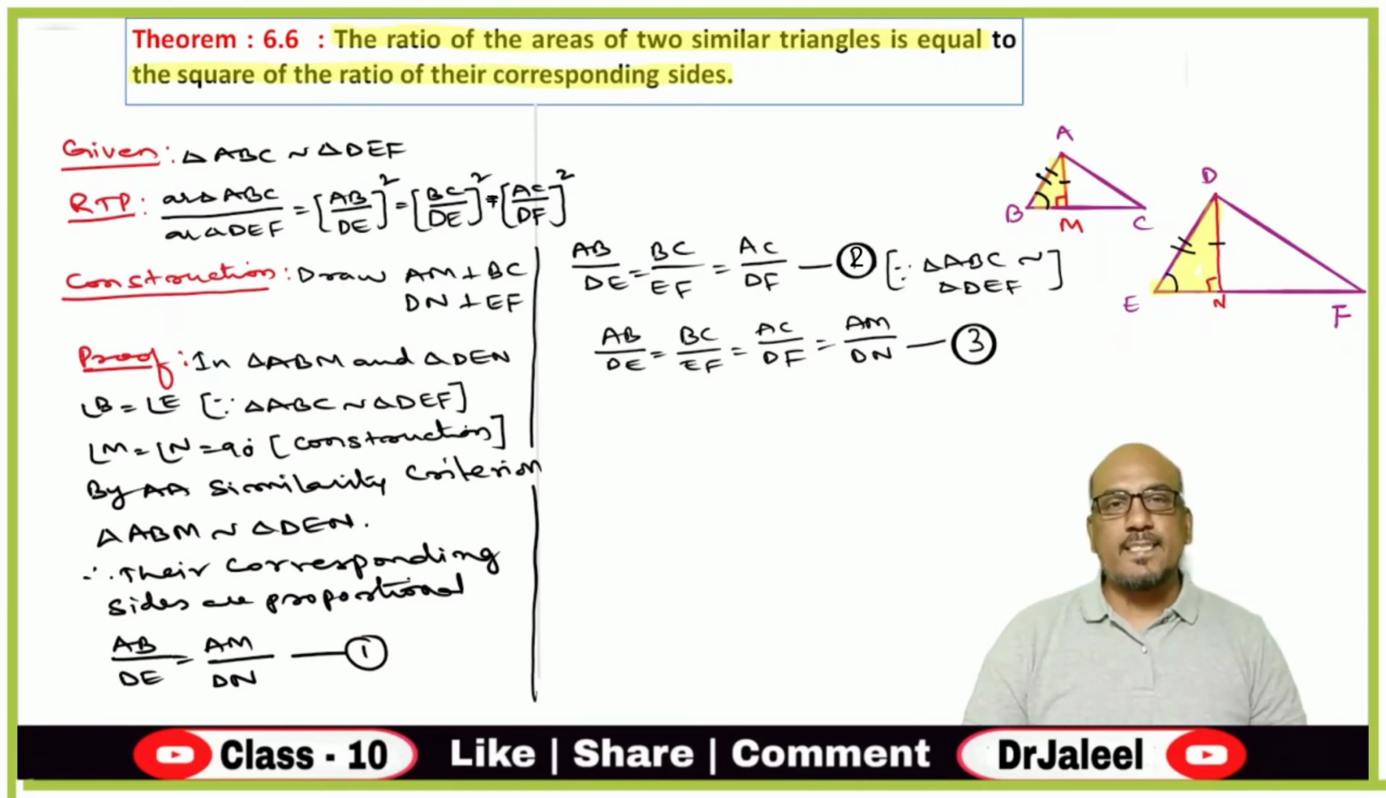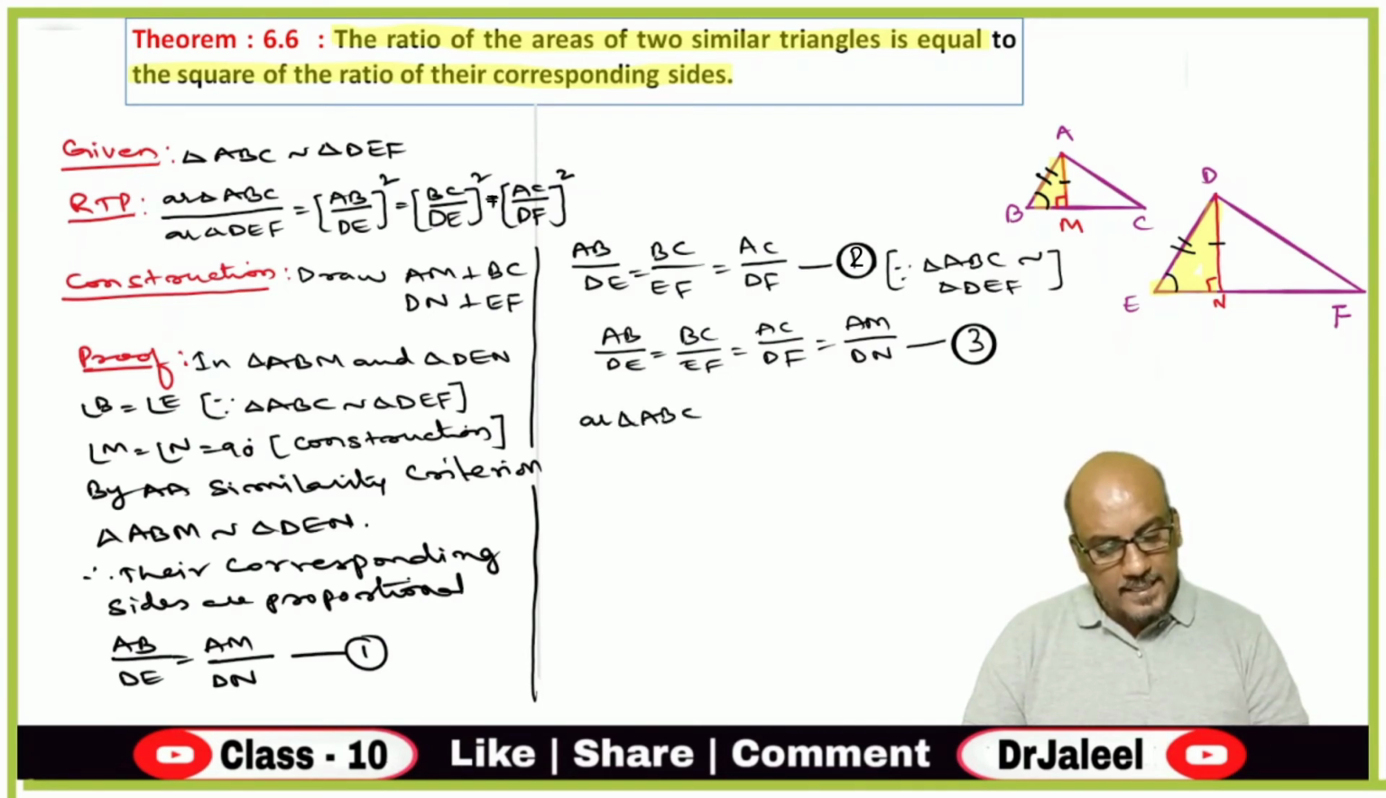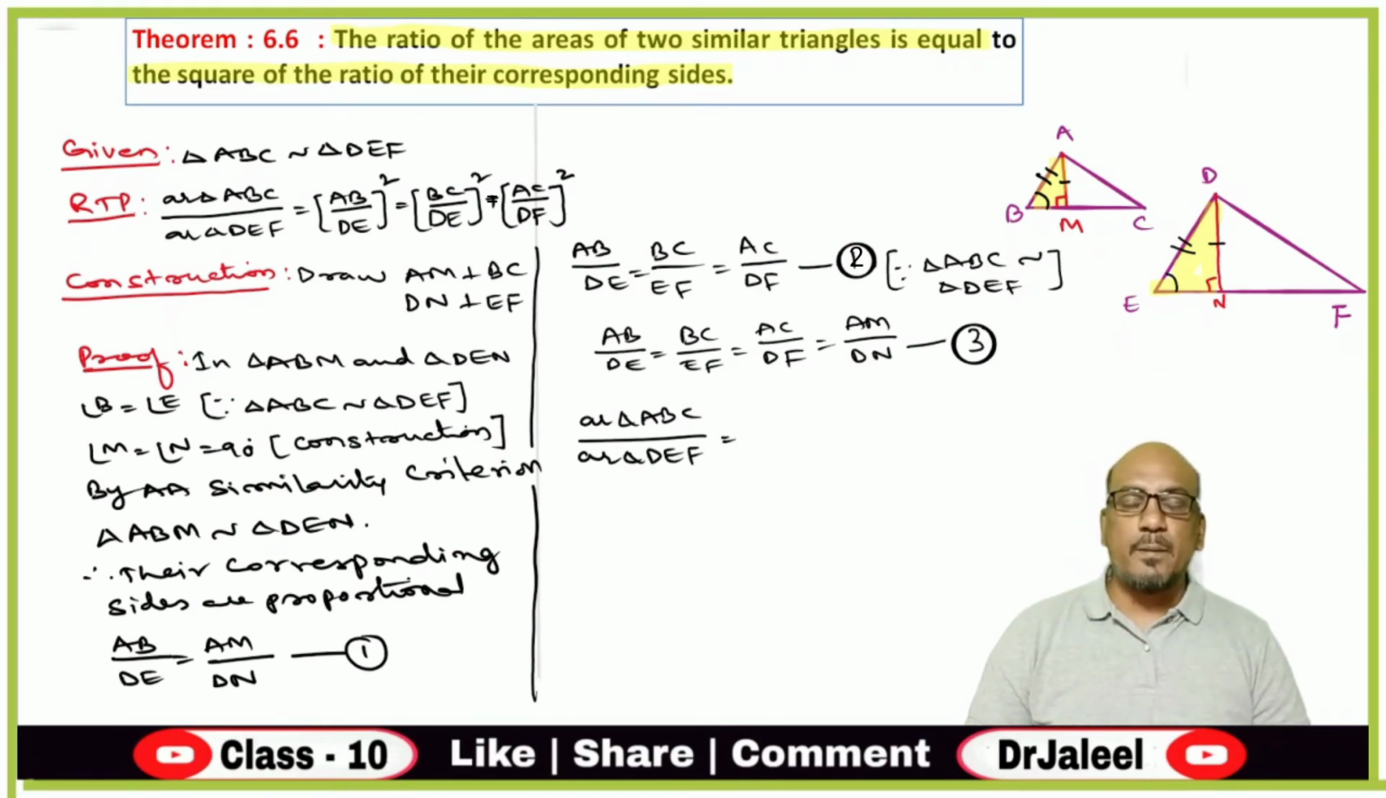Now the next step starts. In both the triangles ABC and DEF, the question is asking the ratio of their areas. So let us find, children. Area of triangle ABC by area of triangle DEF I will try to find. So what is the formula of the area of triangle? That is half into base into height.